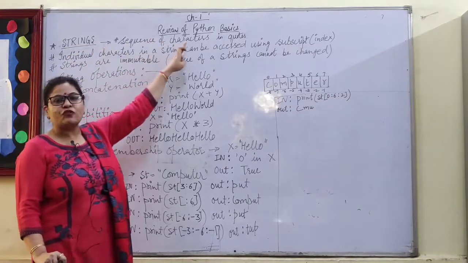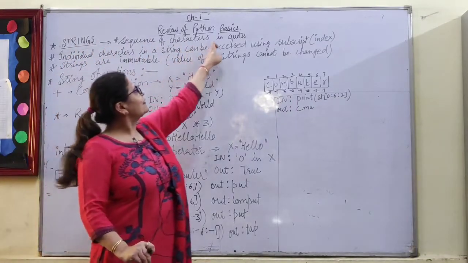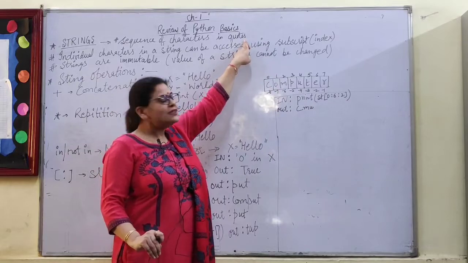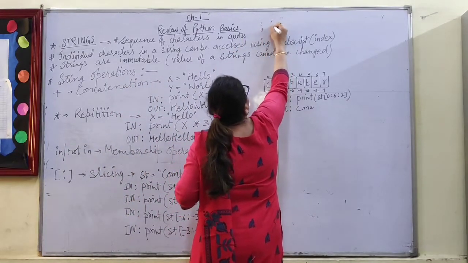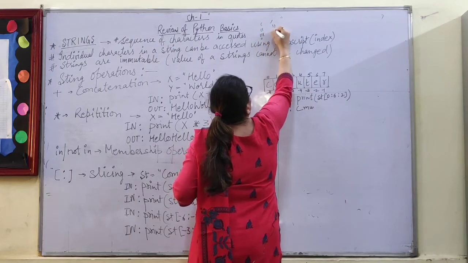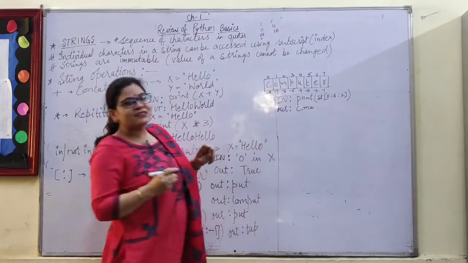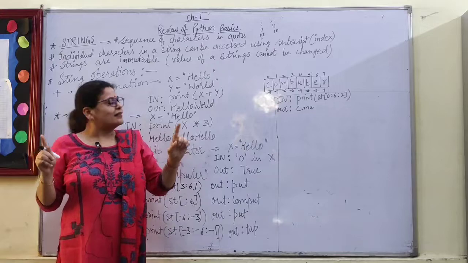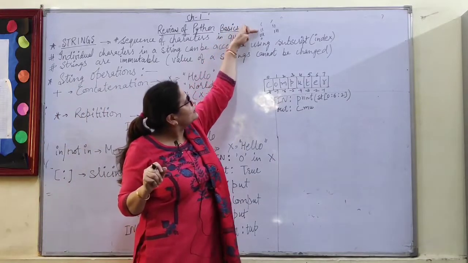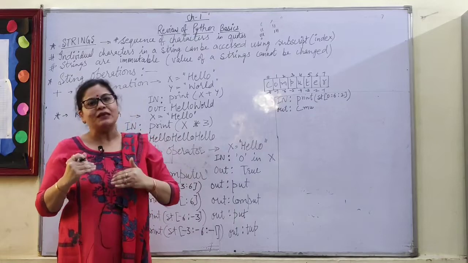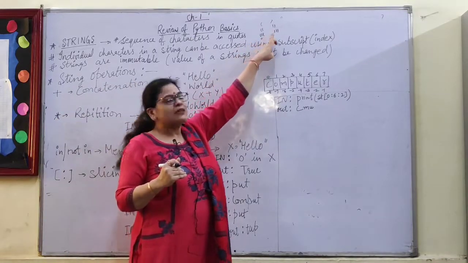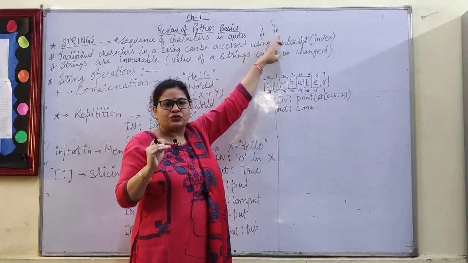A string is a sequence of characters, which means that which is written in quotes, and these quotes can be single quotes, double quotes, or triple quotes. When we write a string in a single line, then it is written in single quotes or double quotes. But when we write the string in multiple lines, then it is written in triple quotes.